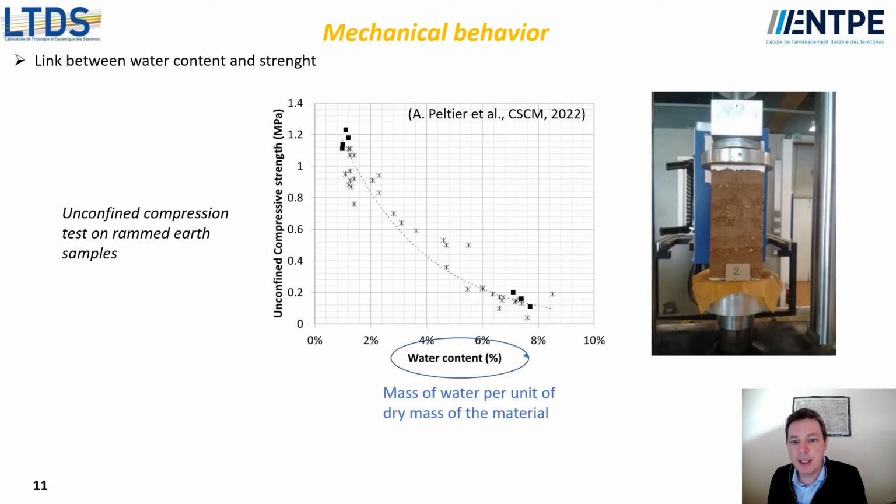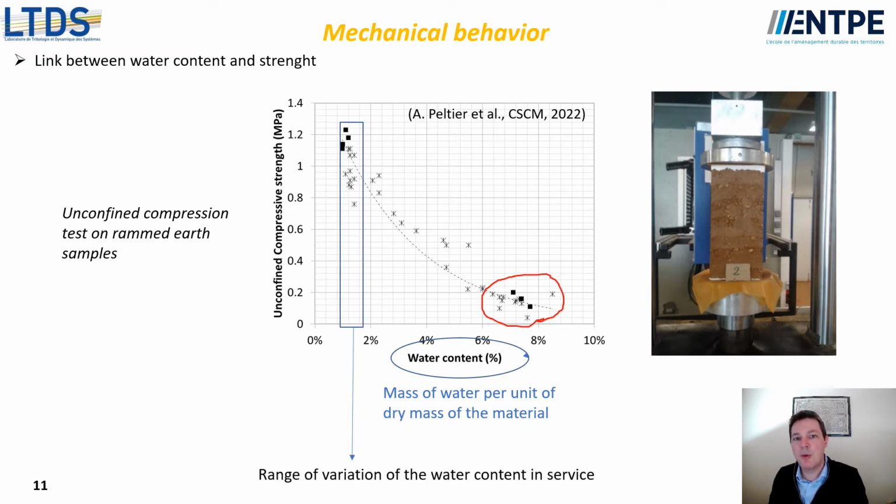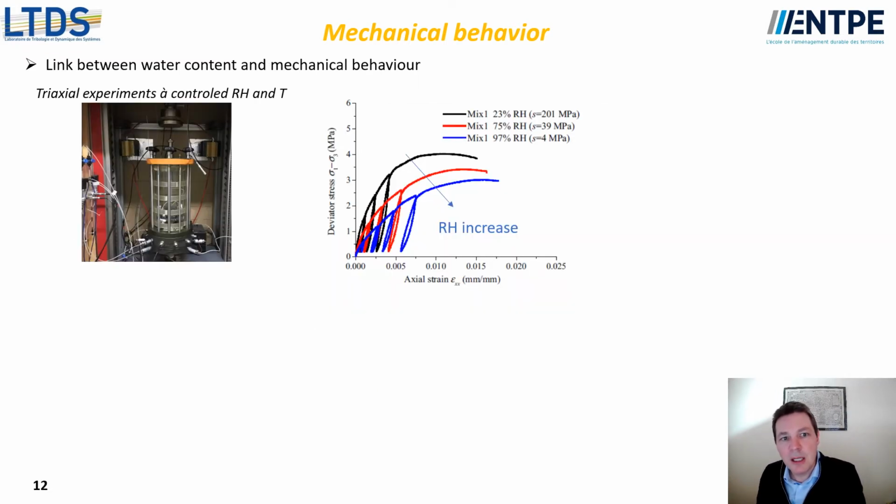And the water content here is expressed as the mass of water per unit of dry mass of the material. What we can see is that when the water content is too high, the strength almost vanishes. But what is important as well is to study what happens in this range of water content, which corresponds to a variation of water content due to the variation of air humidity. To test that, we have made some triaxial experiments at controlled relative humidity and temperature on a compacted earth sample.